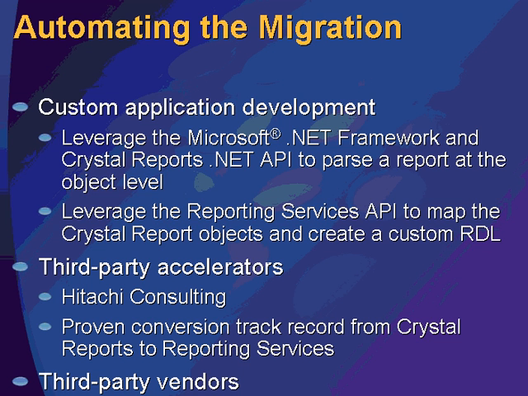And then automating the migration, you can use custom application development through leveraging the Microsoft.NET Framework, CrystalReports.NET API. You can parse the report at an object level. You can leverage the Reporting Services API to map and create your custom RDL. There are third-party accelerators. Hitachi Consulting has one. We also have a proven conversion track record from Crystal Reports to reporting services. There are tools and people that can help you out there to migrate your Crystal Reports solution to reporting services. There's also other third-party vendors that provide solutions, and they'll help you accelerate the process. But in the end, it's a step-by-step process to get through it, and testing is a very key portion of it as well.